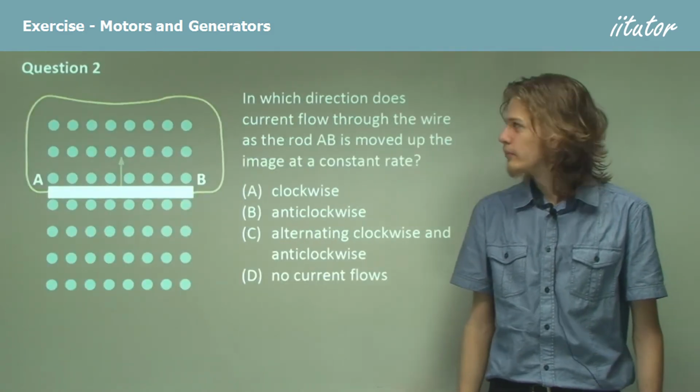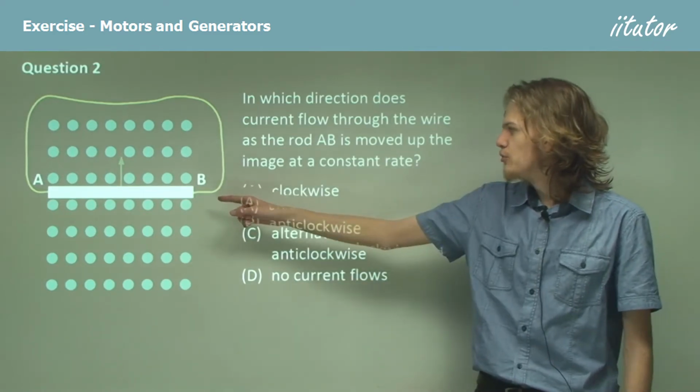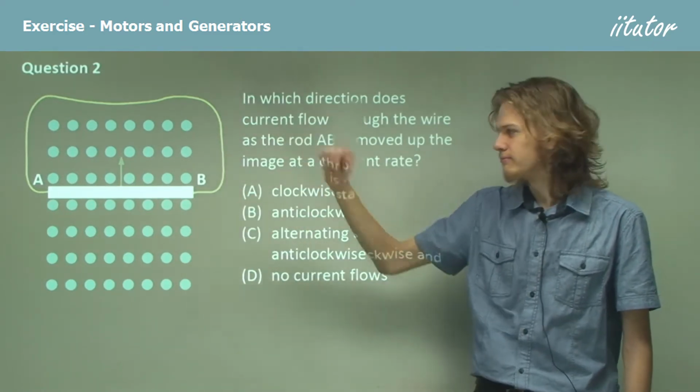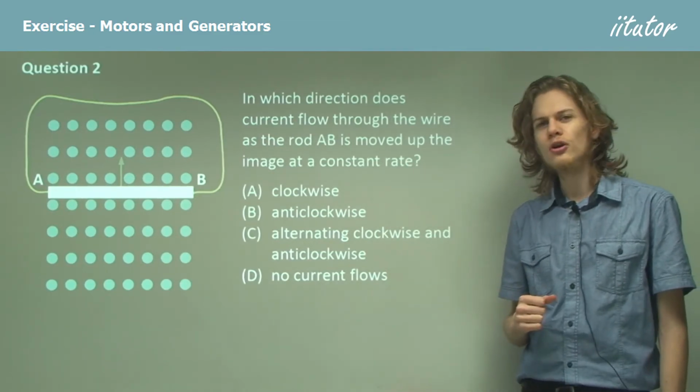Question 2. In which direction does current flow through the wire as the rod AB is moved up the image at a constant rate? Is it clockwise, anti-clockwise, alternating, or will there be no current flowing?